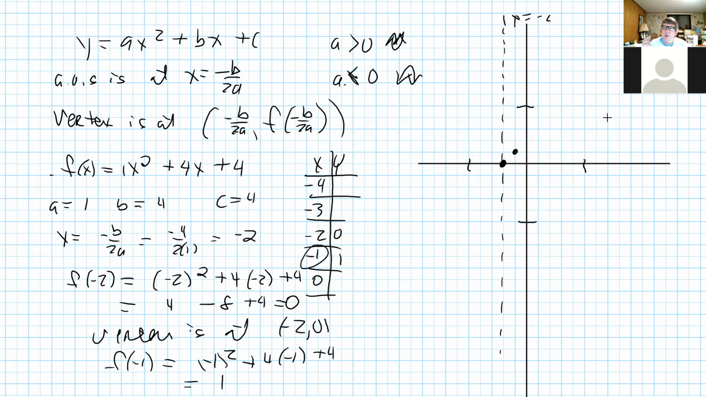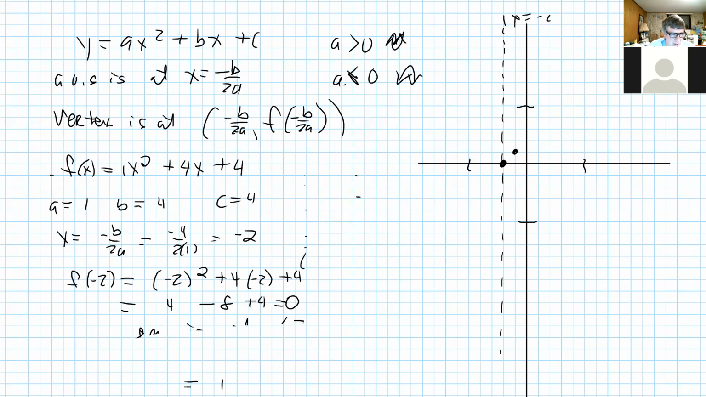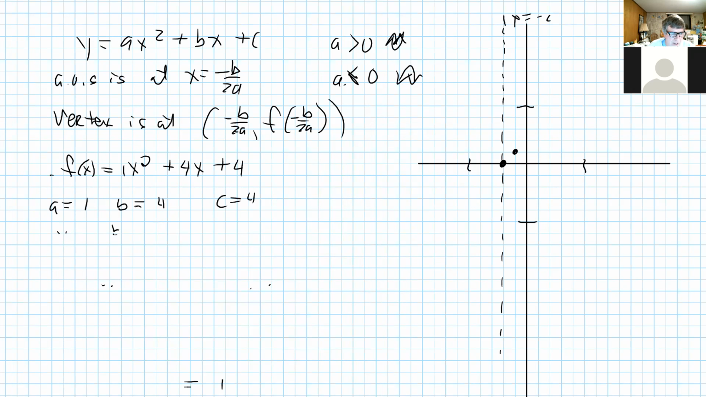Now, there are other things that they may ask you for. They may ask you to find x-intercepts and y-intercepts. So let's go back. I'm going to erase some of this information so that I can leave it on the same page. And if you didn't get it all copied down, you can always look at it on the video.